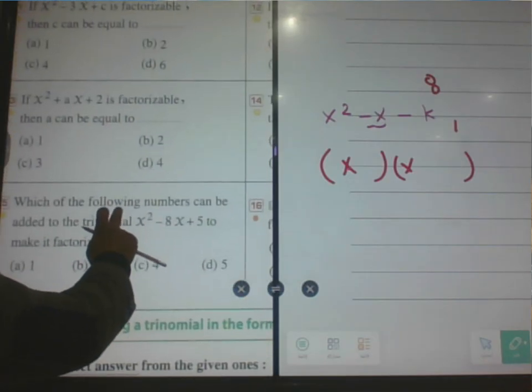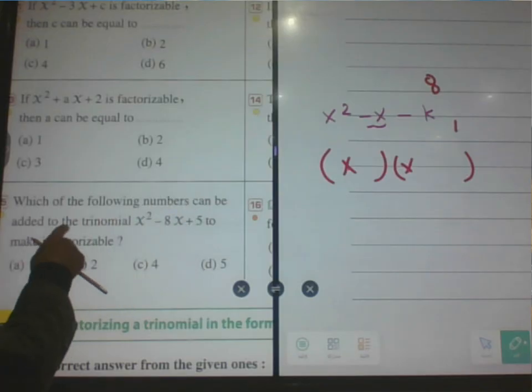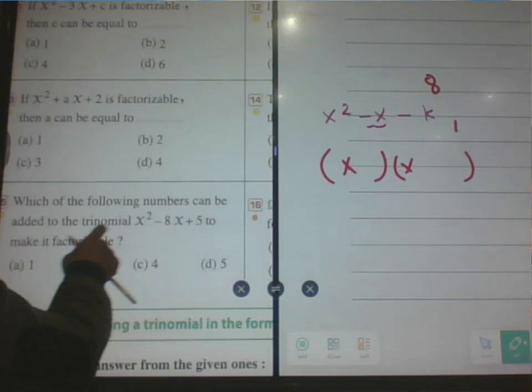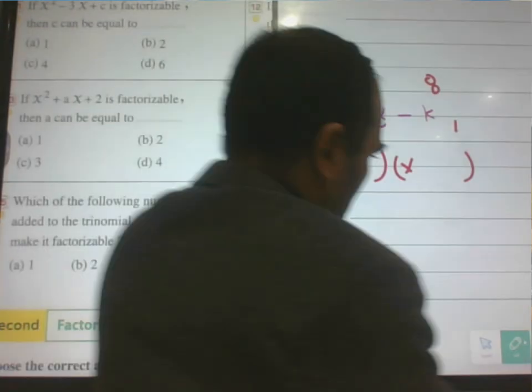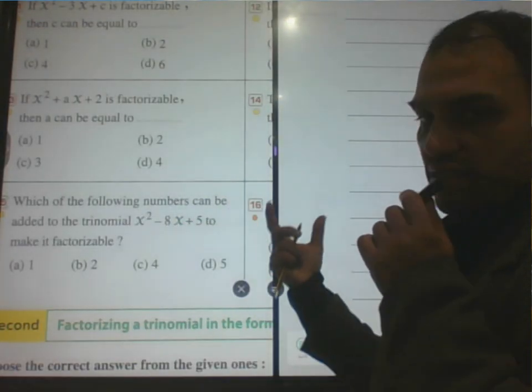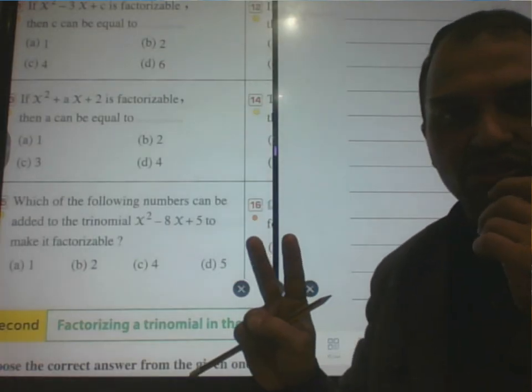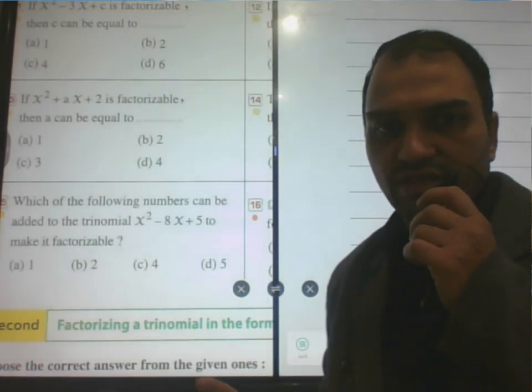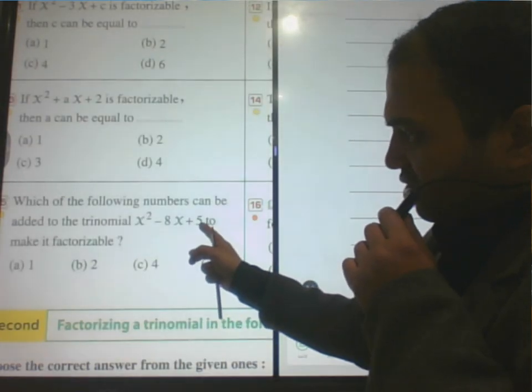Next question, number 15. Which of the following numbers can be added to the trinomial x power 2 subtract 8x plus 5 to make it factorizable? We want two numbers whose summation equals 8. Who can tell me? Give me two numbers whose summation equals 8. We can write 1 and 7. Then 5 here must become 7, so we add 2.